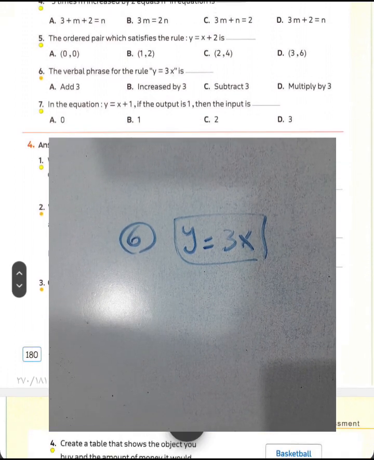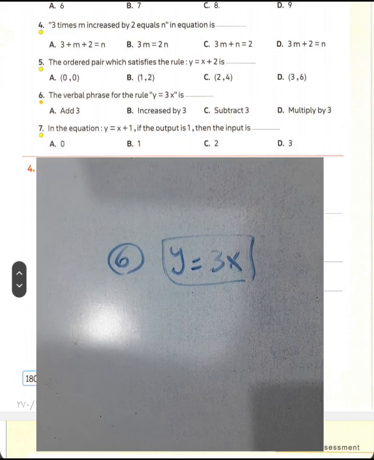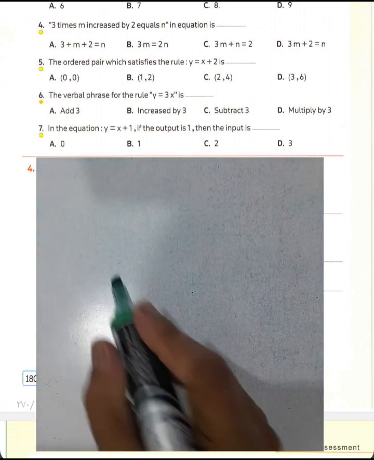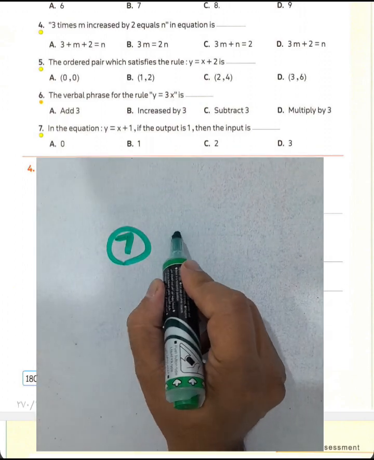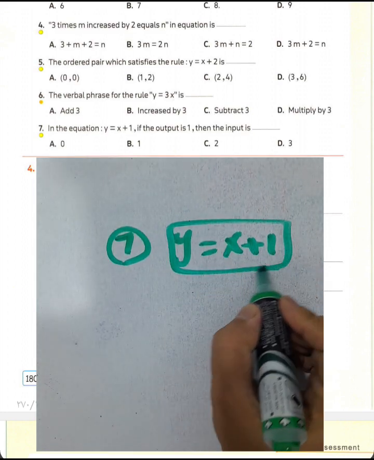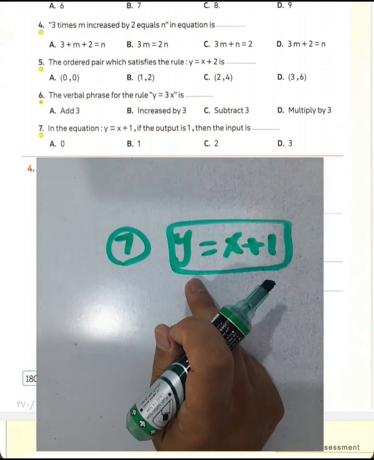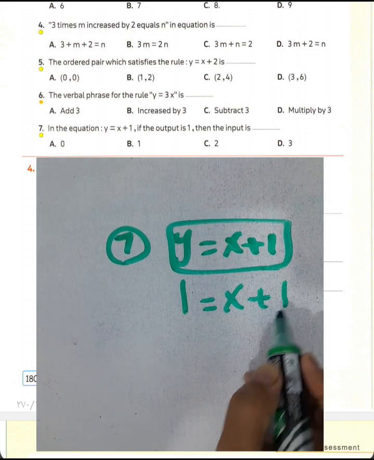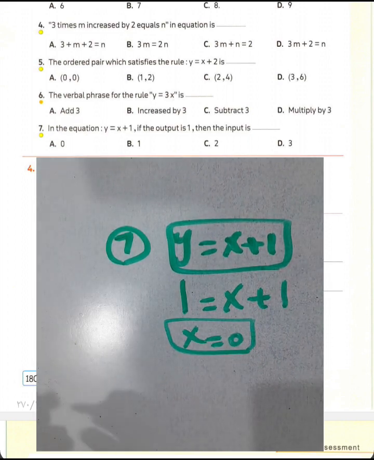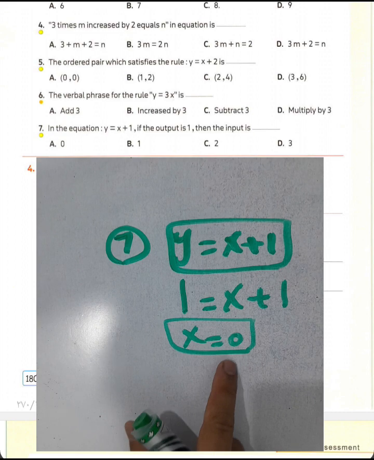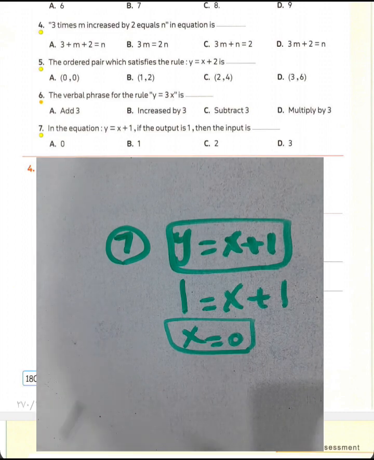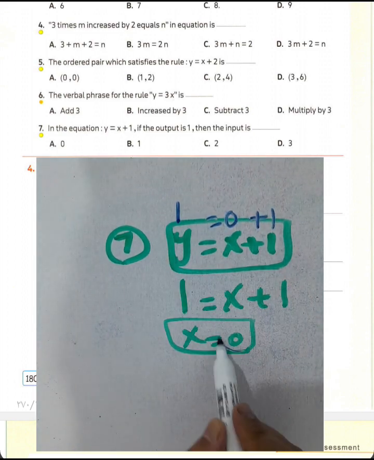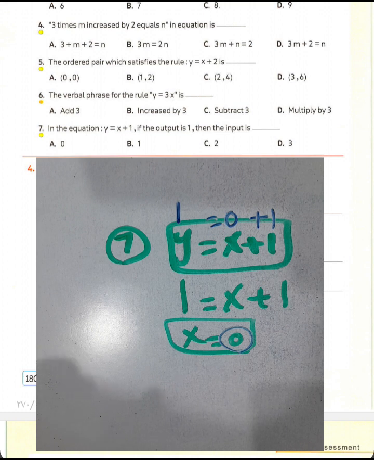Question number 7. In the equation y equals x plus 1, if the output is 1, then the input equals what? The output here is y, so y will be 1. 1 equals x plus 1, then x will equal 0. He asked about the input, which equals 0, because 0 plus 1 equals 1. Choose letter A for question 7.